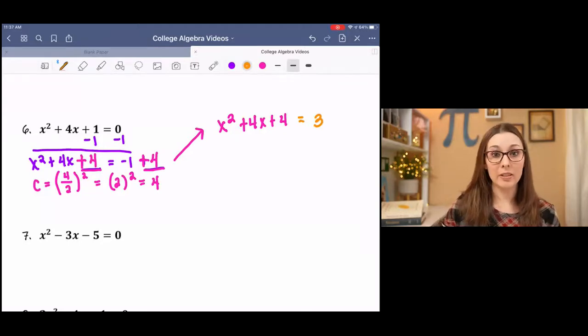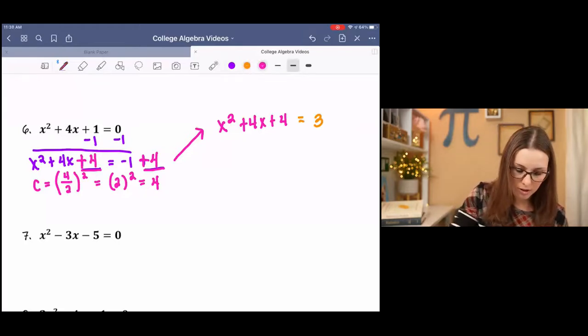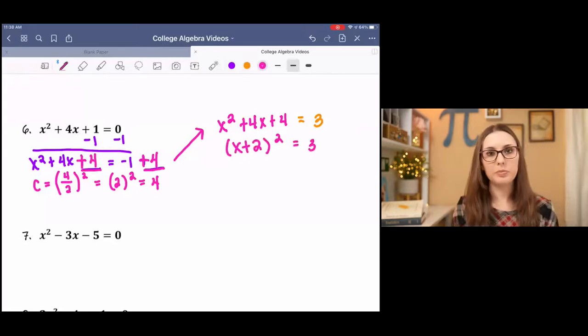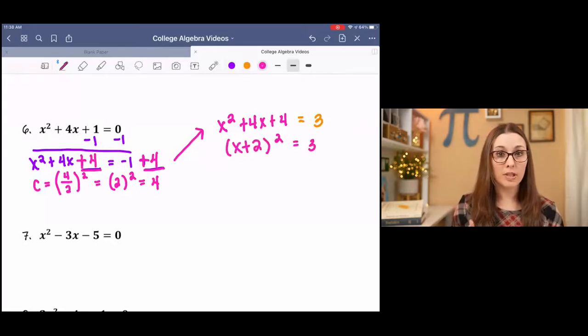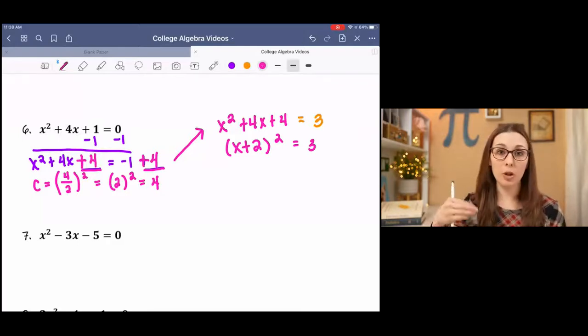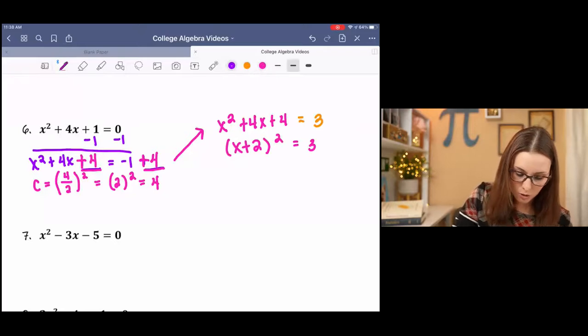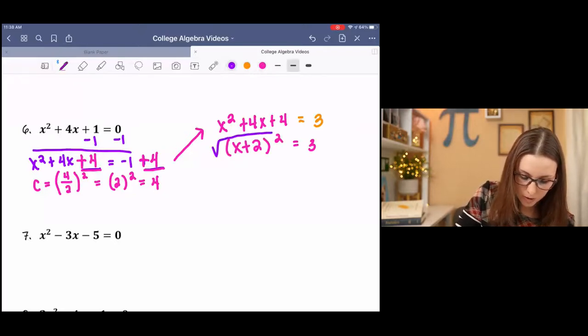Now that I've completed the square on the left side and made it a perfect square, I know that it's going to factor into x plus 2 times x plus 2, which simplifies to x plus 2 squared. And then the goal of this one is to solve. So my next step is to isolate x. In order to do that, I'm going to be using my square root property from my previous video, and I'm going to square root both sides.